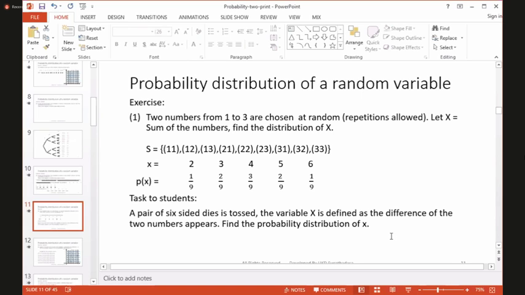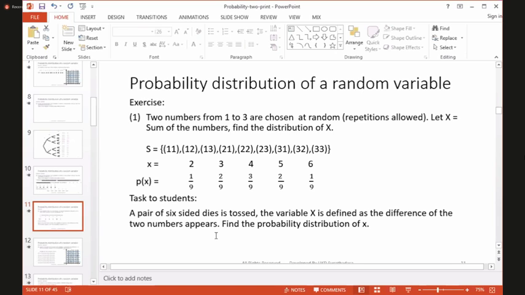Now just add some exercise for you. Everybody now, about 15 students join now. Everybody then just take a piece of paper and do a new exercise. This one. A pair of 6-sided dice, the same example we used earlier, but the variable is different this time. The pair of 6-sided dice is tossed. The variable X is defined as the difference of the two numbers that appear.